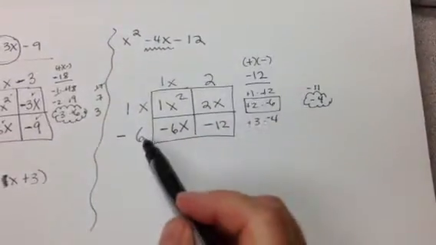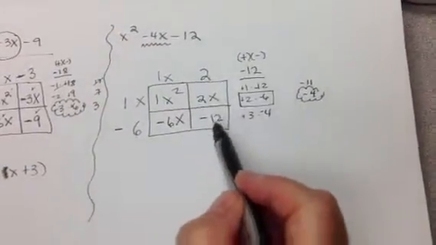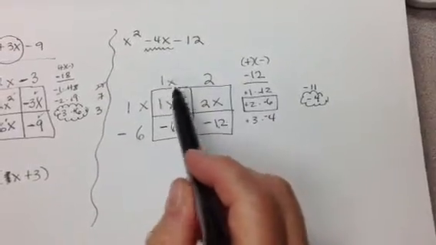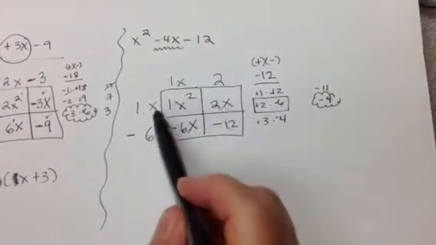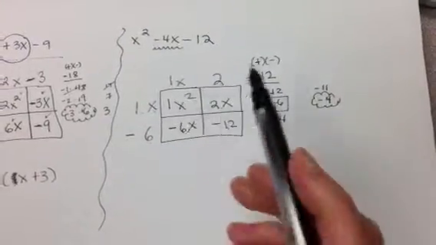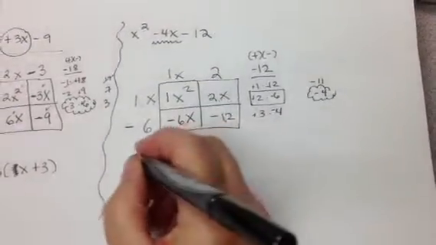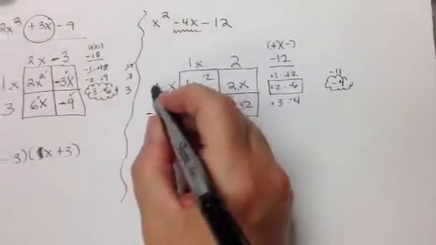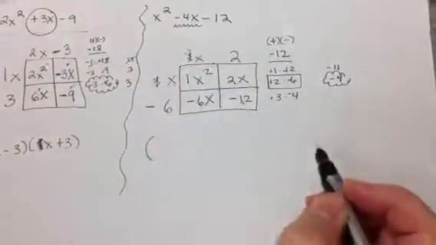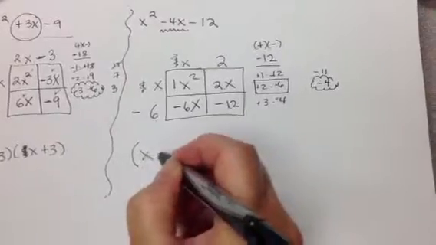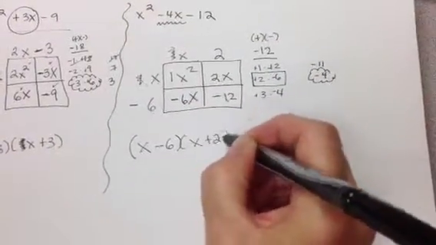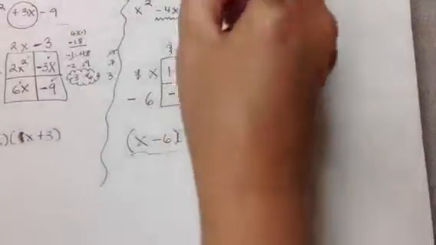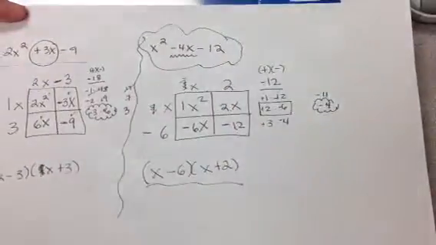So, does it work? Negative 6 times 2, negative 12. Negative 6 times 1x, negative 6x. 1x times 2, 2x, and 1x times 1x is 1x to the second. Okay, it works. So, how do I write my answer? I don't want to use that 1 because that's a little bit amateurish. So, I'm going to write x minus 6, and I'm going to write x plus 2. And that's the factored form of this polynomial. Hope that helps.